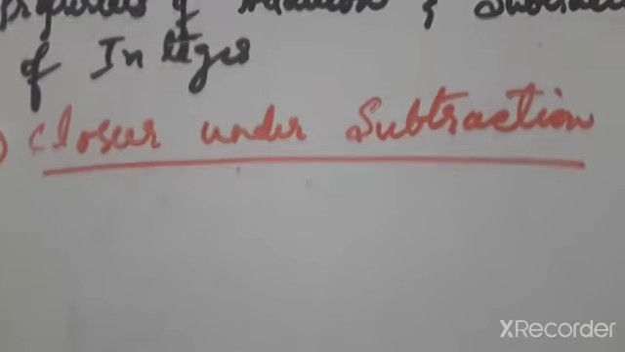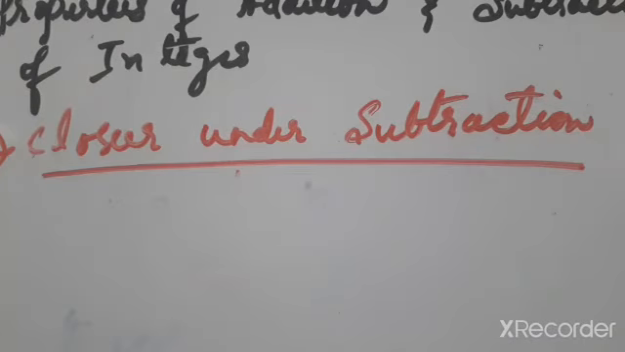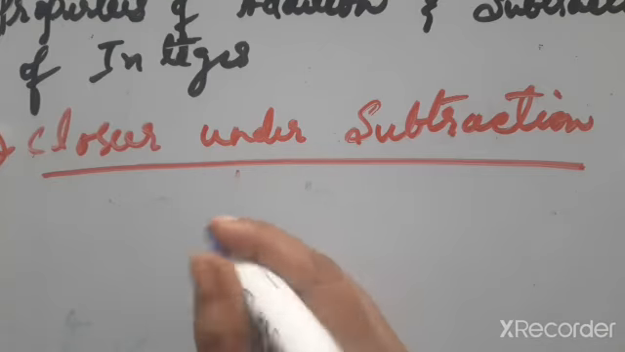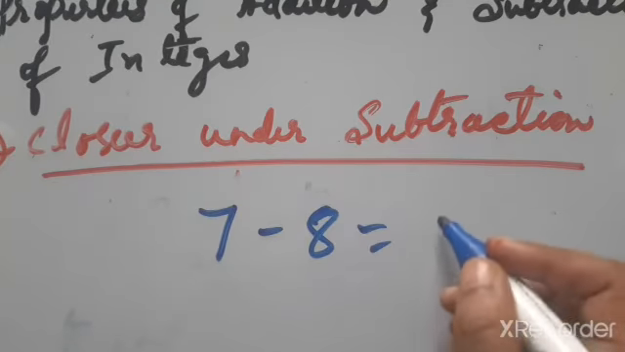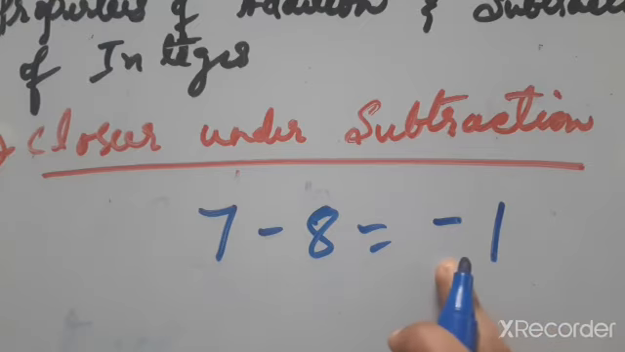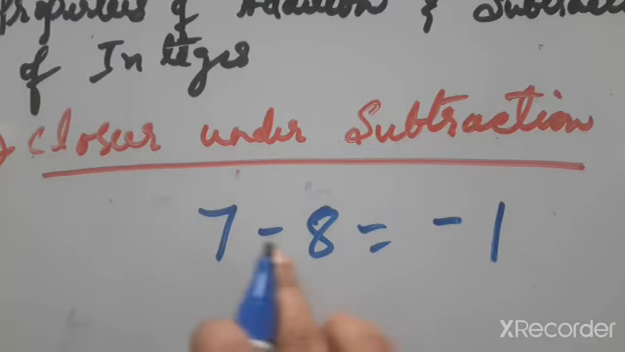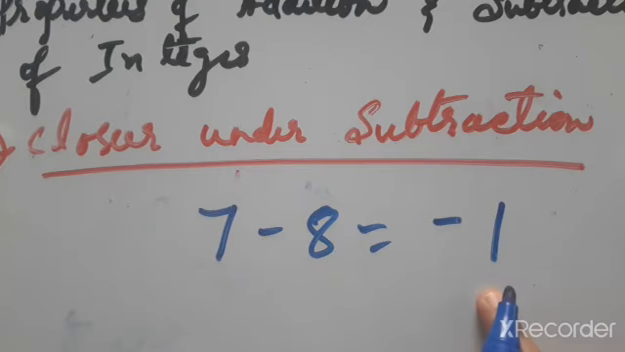Now the next property is closure under subtraction. Closure under addition is over. Now closure under subtraction. If we subtract two integers, then their difference is always an integer. For example, subtract 7 minus 8, the answer is minus 1, and minus 1 is also an integer. Integers means 0, positive numbers and negative numbers. So 7 is a positive integer, minus 8 is a negative integer, and minus 1 is a negative integer. If we subtract two integers, then their difference is also an integer.